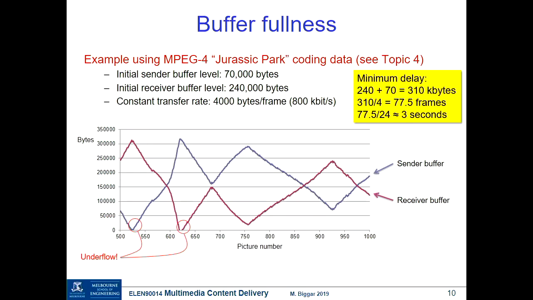The 70,000 bytes initial sender buffer was to move this plot up to try to keep it in the positive area, although it didn't quite make it, it's close. And the 240,000 bytes was the initial fullness of the receiver buffer before it started decoding, because it was found that it was using up so much data each frame on average here that the buffer was eventually going to empty unless we started with a large initial fullness.